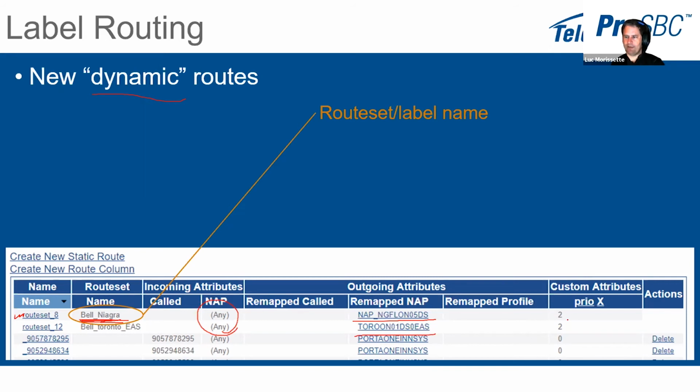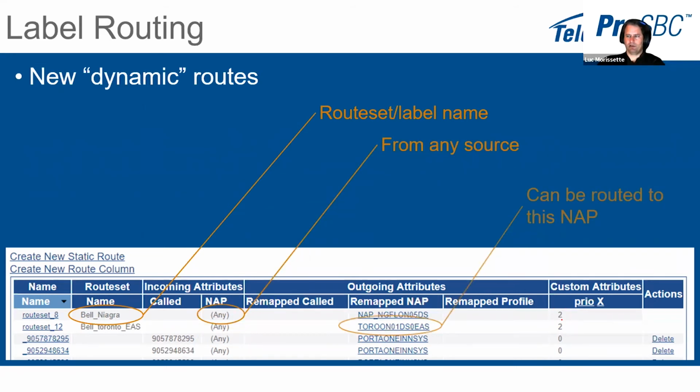And you see, if you have set some custom attributes, they will be also displayed here. So in this case, both of these route sets have the same priority setting. Okay. So it's always from any source, and it's routed to one specific network access point.